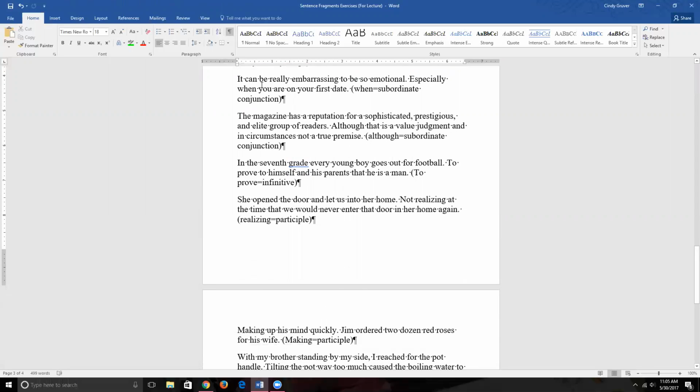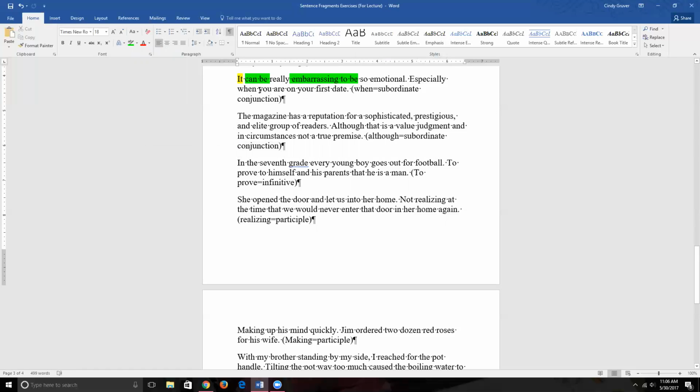It can be really embarrassing to be so emotional. Again, this is idiomatic. The "it" is okay under these circumstances. "Can be really embarrassing" is our verb. The "really" is an adverb, so it's actually not part of the verbal phrase. It can be really embarrassing. I guess I need to include "to be" as well. To be so emotional. So we have all the parts we need, a subject, a verb, and it does express a complete idea. Now we have our next part, especially when you are on your first date.